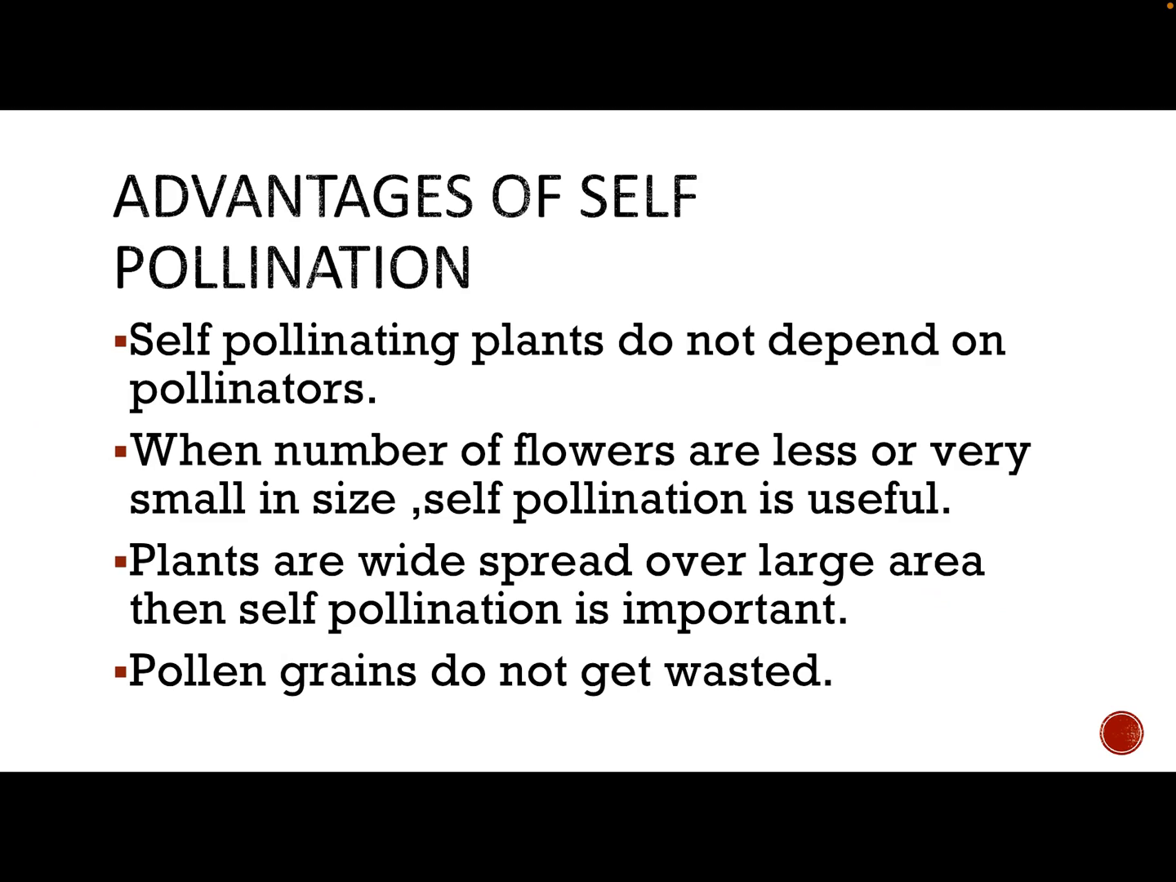If plants are widespread over a large area, then self pollination is important. If the plant is not very prominent, or is not found in very large numbers, but is scattered over a large area in small numbers, it will be difficult to be cross pollinated. So self pollination is very important in those plants.